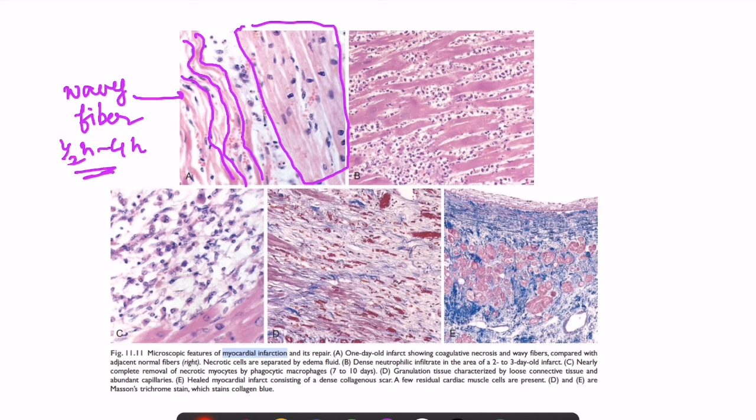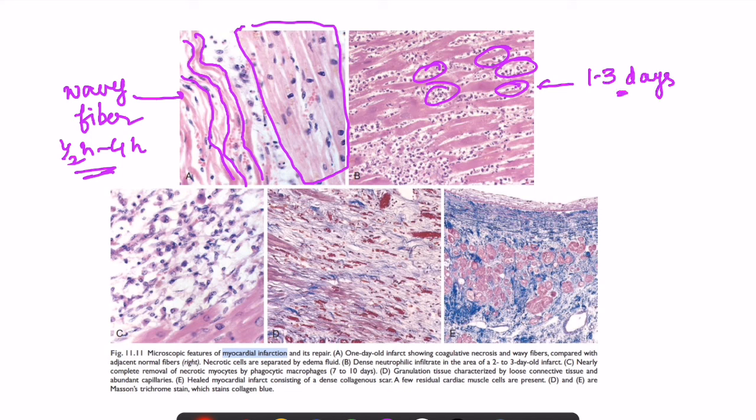If the person dies at different times after the myocardial infarction, so we have different people who have died at different times after myocardial infarction, and then we see what the microscopic changes occurring in the heart are. So we can see these wavy fibers, which are seen half an hour to 4 hours after infarct. Here, neutrophilic infiltration is seen. You see a lot of neutrophils infiltrated, and this is seen approximately 1 to 3 days after myocardial infarction.